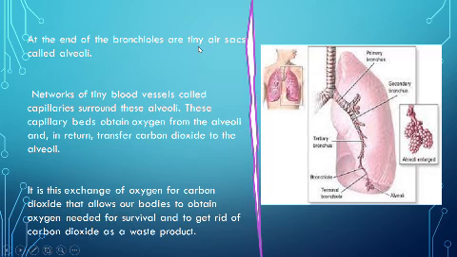At the end of the bronchioles are tiny air sacs called alveoli. Networks of tiny blood vessels called capillaries surround these alveoli. These capillary beds obtain oxygen from the alveoli and in return transfer carbon dioxide to the alveoli. While they are obtaining oxygen from the alveoli, they send carbon dioxide to the alveoli in return.